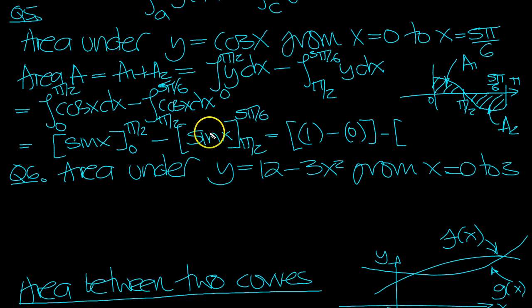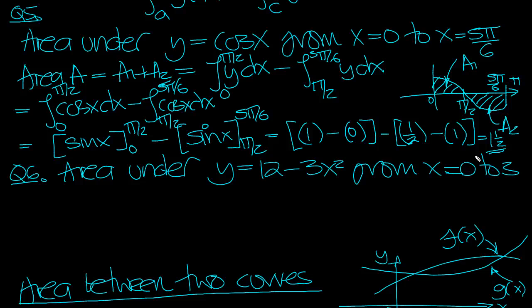Top value, sine 5 pi over 6, which is sine 30. Pi over 6 is 30. Tap it in the calculator, you'll get a half. So we get a half, take away sine pi over 2, which is 1. So we get 1, take away minus a half. So it's 1 plus a half, isn't it? So 1.5 units squared would be the answer there.